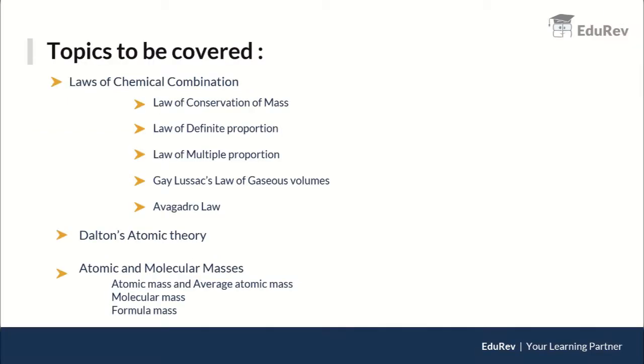Let us take a look over what topics we will cover in this lecture video. We will be talking about laws of chemical combination. So basically it is based on 5 basic laws which we will discuss one by one. And then we will talk about Dalton's atomic theory. And after that we will talk about some key terms like atomic mass, average atomic mass, molecular mass, formula mass.